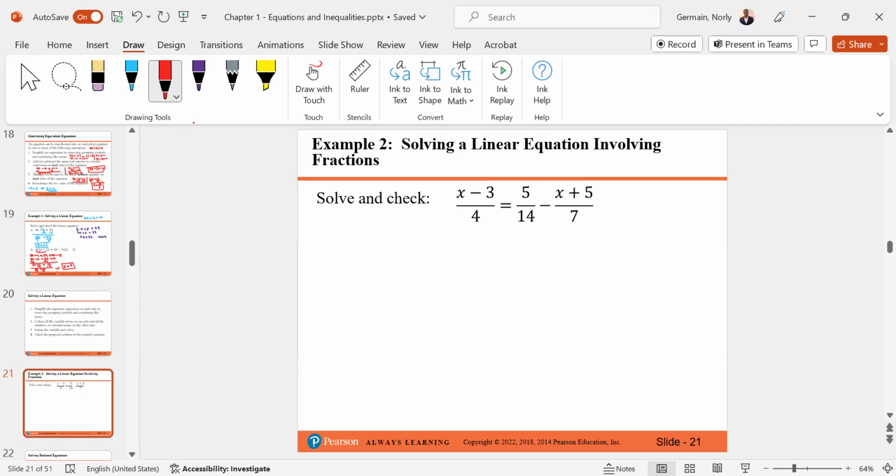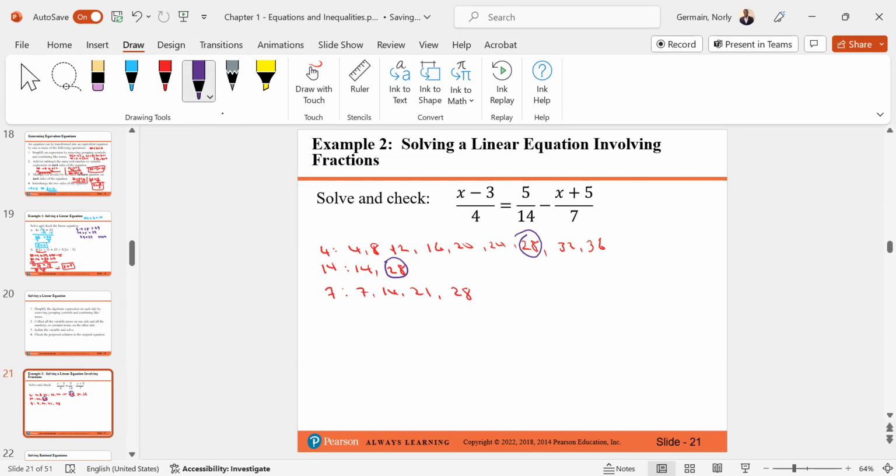You can do all those types of multiplication, or you can list the multiples of 4. Let's say if we use 4: 4, 8, 12, 16, 20, 24, 28, 32, 36, etc. If we take 14, we can say 14, 28. Now look at this one, I find 28 here and 28 here. I'm going to see if 7 can give me something. 7 is 7, 14, 21, 28. Yeah, the smallest number that can divide 4, 14, and 7 at the same time is 28. So that means our LCD, the least common denominator, is 28.